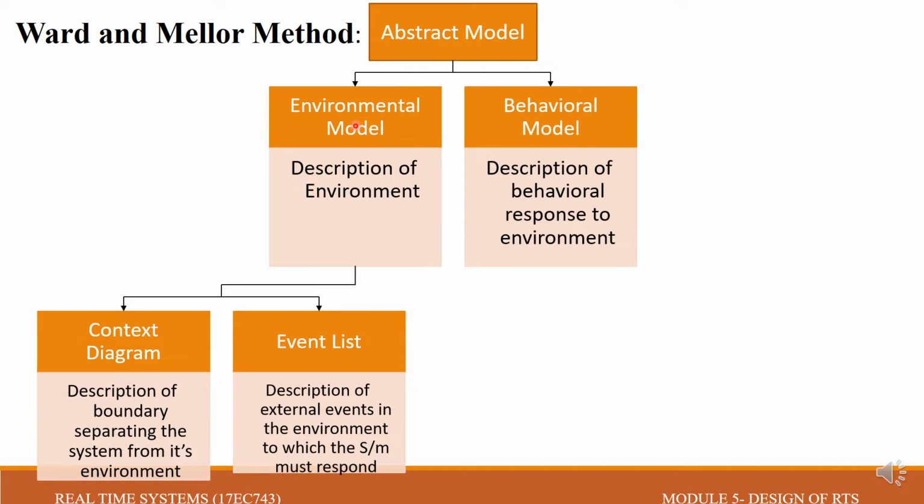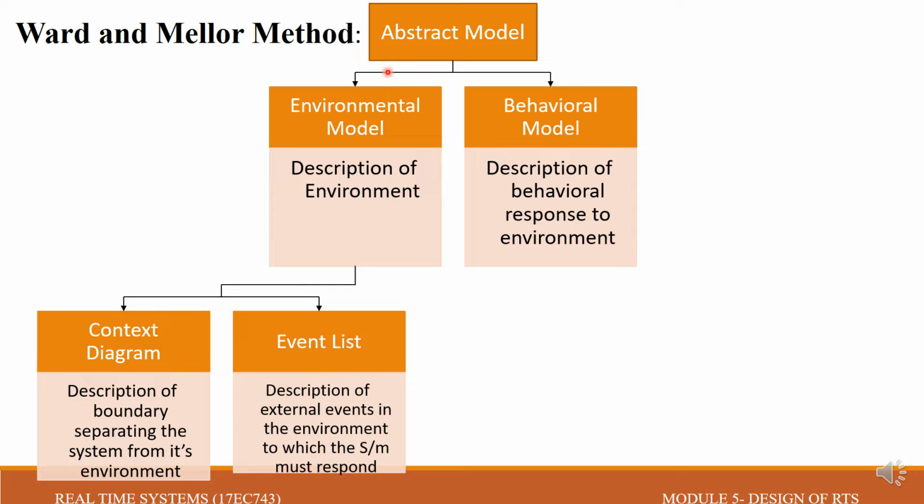In the environmental model, we need to categorize into two sections. What is a context diagram? It gives you the information about the boundary separating the system from its environment, like how the context is being made, and what the various information present in the real-time system is. So all the details we will get in the context diagram. Event list will give you the description of external events. For any given real-time system, what are the various external events and what is the action that needs to be taken. That description is given in the event list.